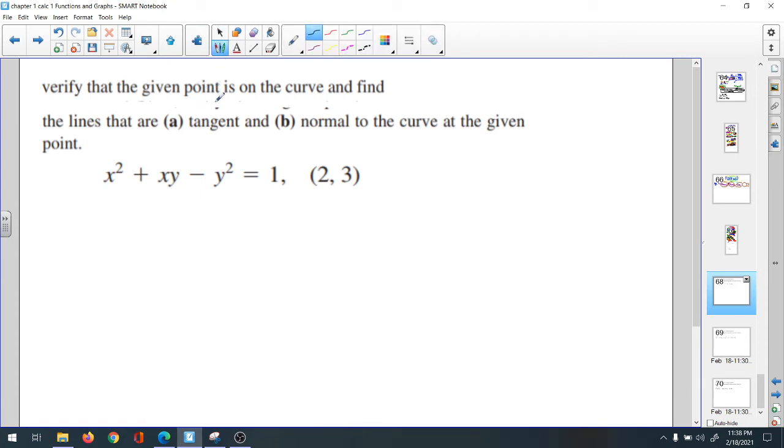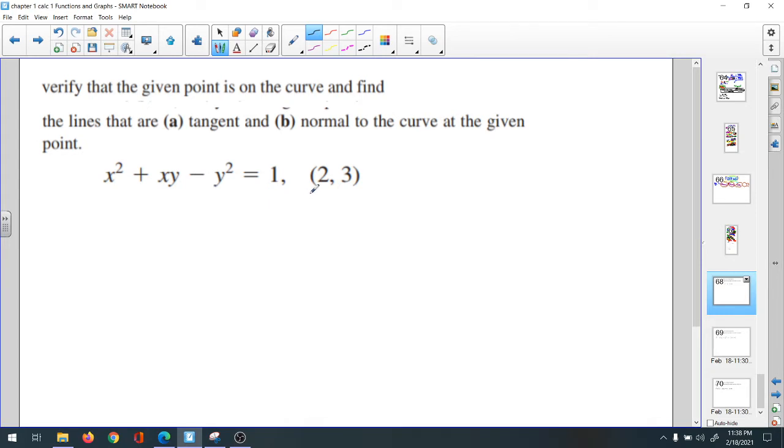This is one of the applications of implicit derivatives. Verify that a given point is on the curve and find the lines that are tangent and normal to the curve at the given point. So we're given this equation for a curve: x squared plus xy minus y squared equals 1.